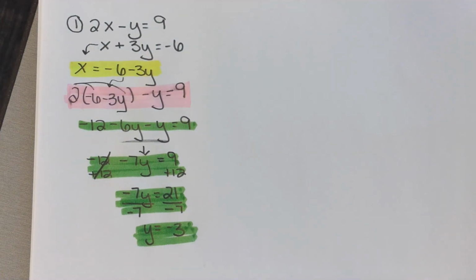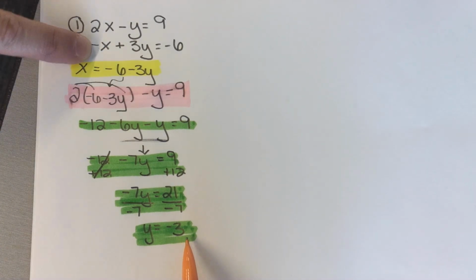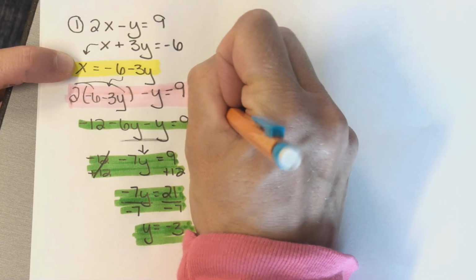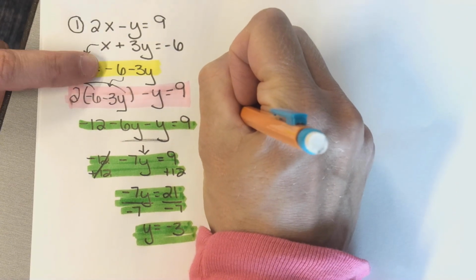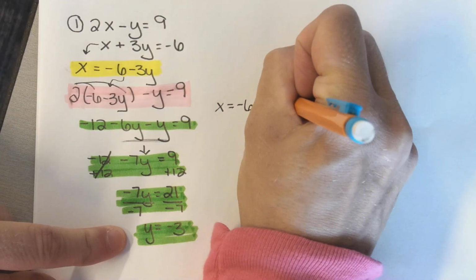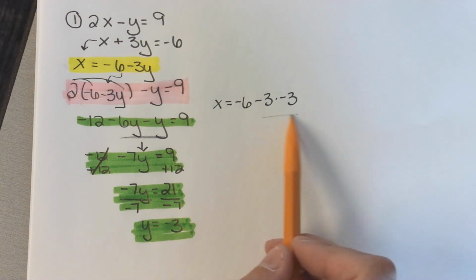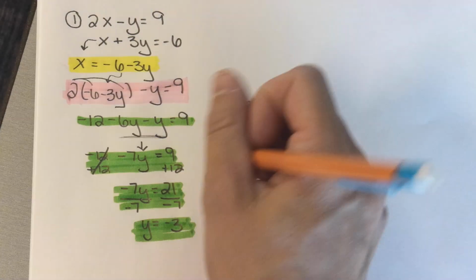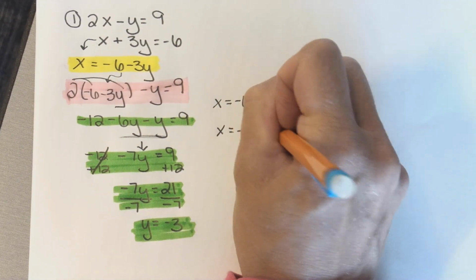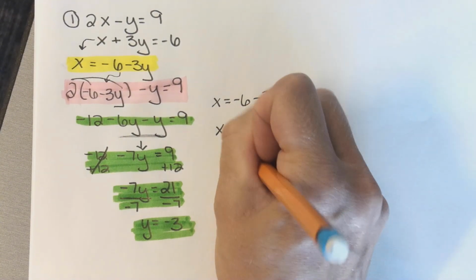So I can take this negative 3 and I can plug it into this one, or the yellow equation. So the yellow equation is also an option. The yellow equation is typically the easiest. So this is negative 6 minus 3 times y. I just found y was negative 3. Order of operations, we need to multiply first. Negative 3 times negative 3 is going to be positive 9, and then negative 6 plus 9, 3. So I find out x equals positive 3.